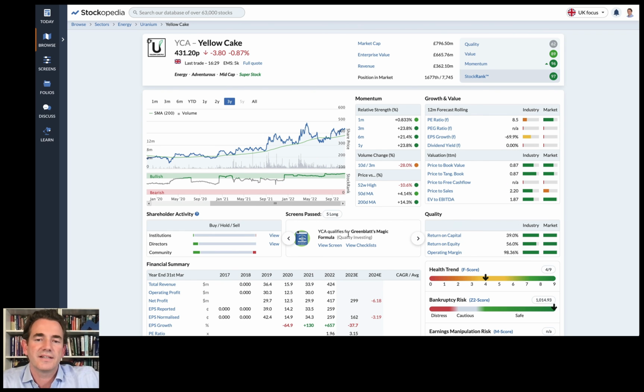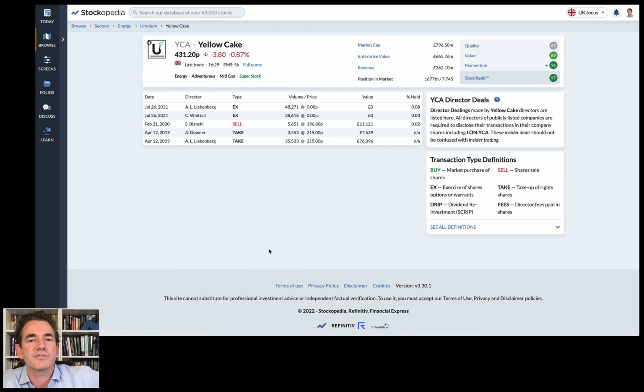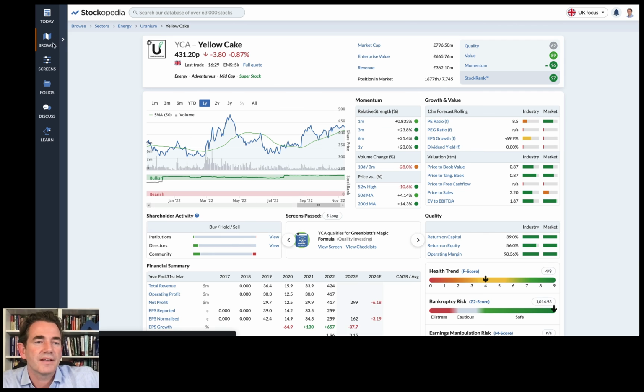Very high quality. Qualifies for one of my favorite screens, the magic formula. Five screens this qualifies for. That's good. Lots of director buying. Look at that, we can click through and see director buying. What else can we see? That was actually a couple of different types of buys, not open market buys. I prefer open market buys.